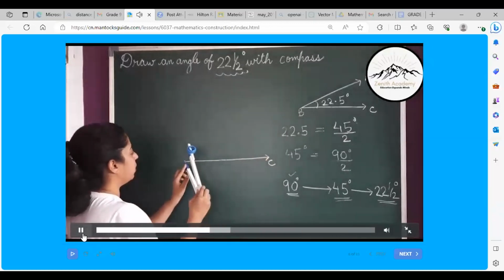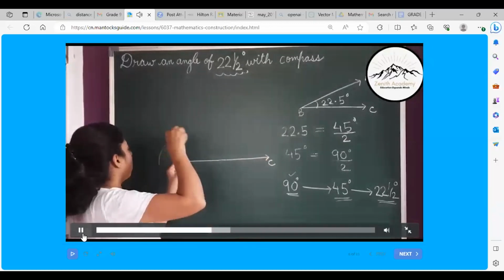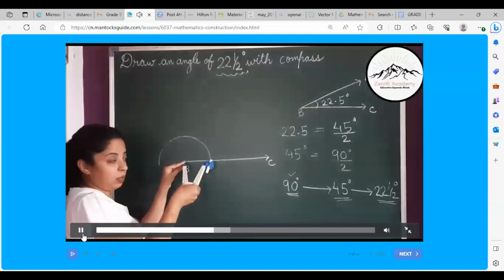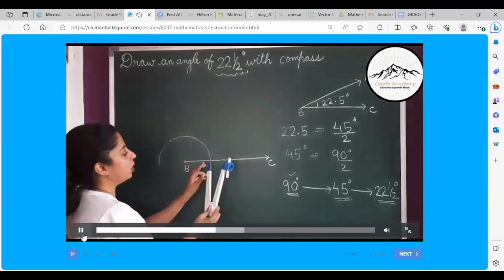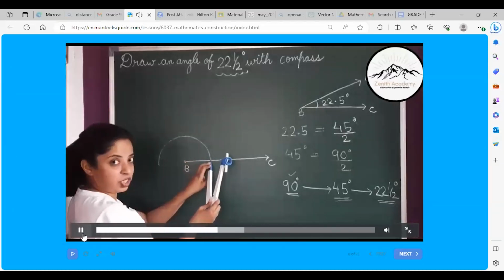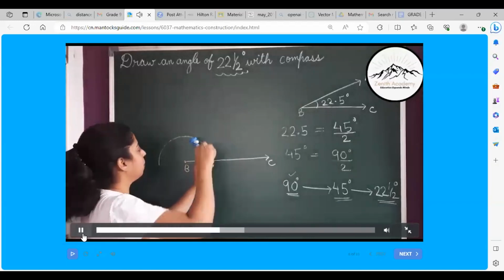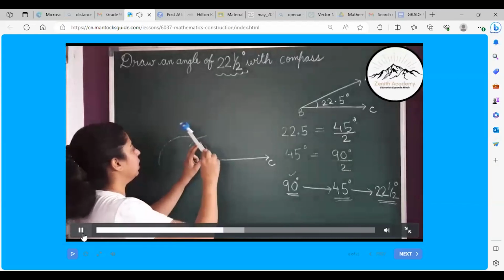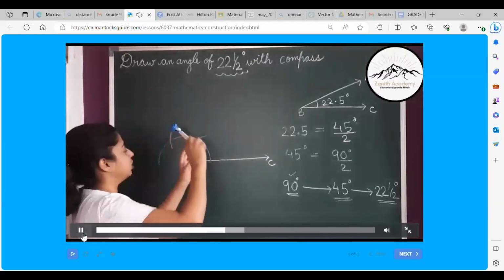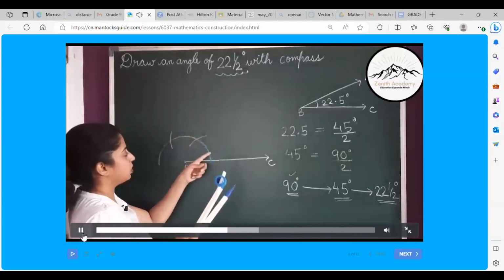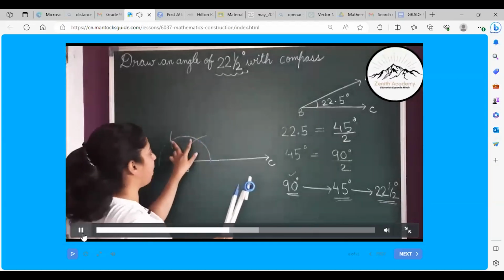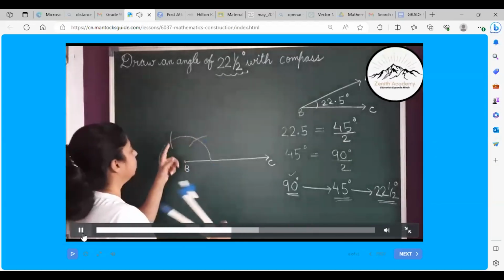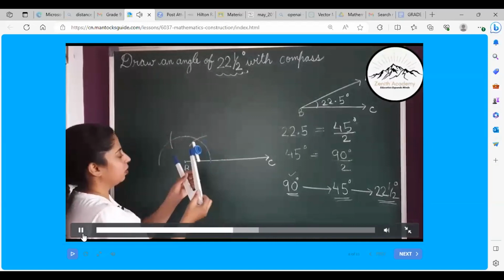Then keep your pointer at B and draw an arc. Okay. Now keep your pointer at this point where this arc is touching the ray and draw an arc. This is 60 degree. This is again one more 60. So 120. So 60 plus 30 is 90. So we will bisect this 60 degree. Okay. So we will take these 2 points.